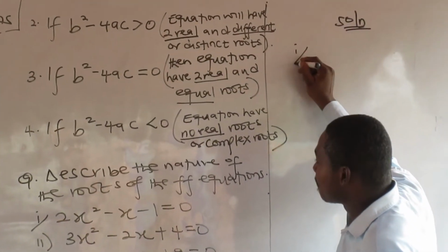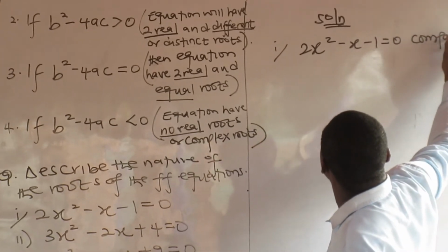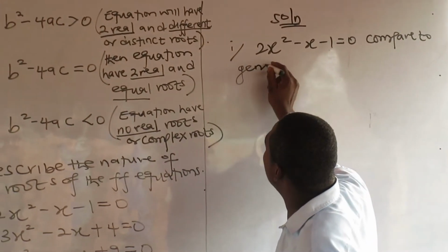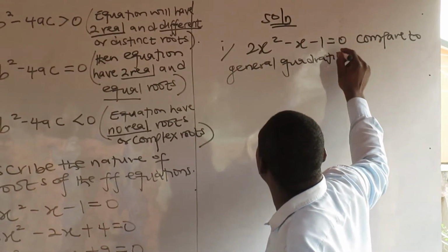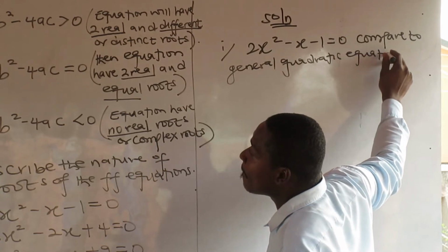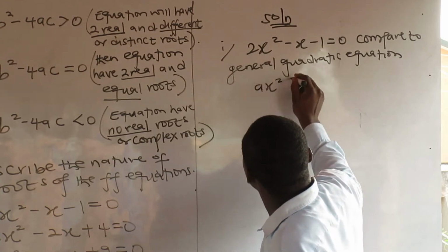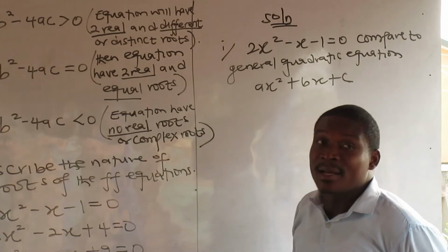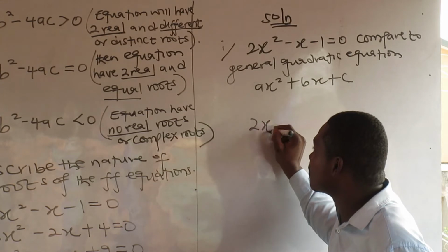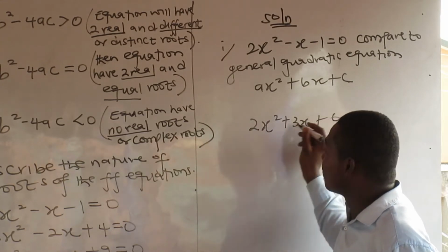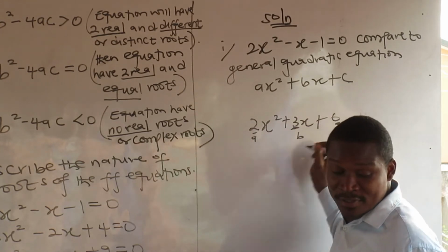Now the first one. I have 2x squared minus x minus 1 equals 0. I will compare this to the general quadratic equation, which is ax squared plus bx plus c. You are supposed to see quadratic expressions like this. This happens to be your a, this here happens to be your b, and this is your c.